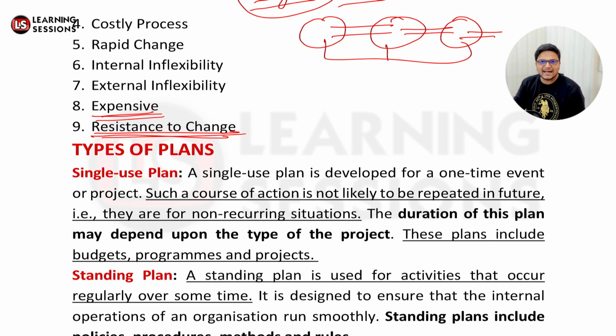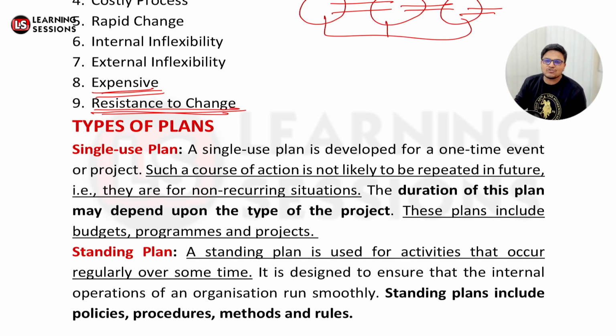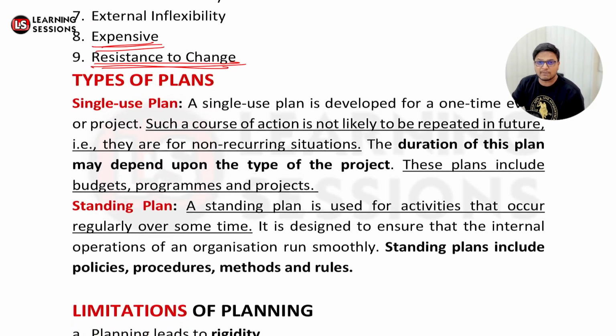Now the single use plan, as the name suggests, is going to be used for a one time event only, and the event is not recurring in nature. It is non-recurring, right? And the plan is to be used one time only. Further, this could be a short term plan, or it could also be a long term plan, depending upon the type of project, right? And further, the standing plan is used for activities which are going to reoccur regularly after some interval of time, right? That's the standing plan. And standing plans may include policies, procedures, methods, and rules, all may be included.